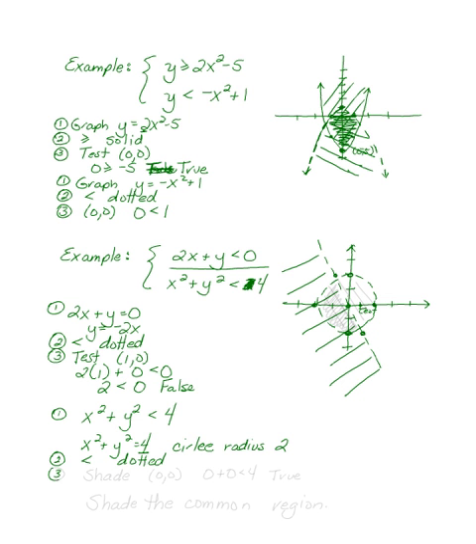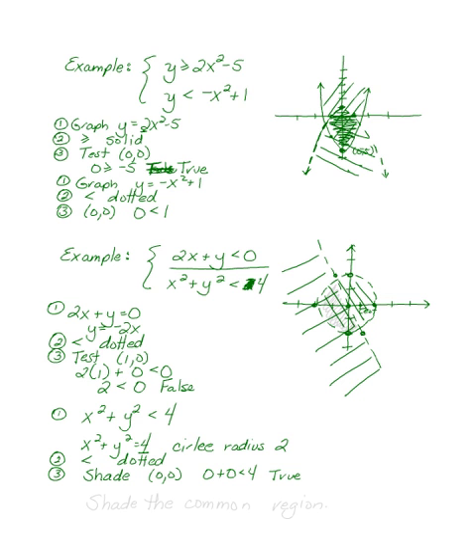Third thing we want to shade. And what are we going to do? We're going to look for, again, you could use a test point. In this case, I can use 0, 0 if I want. If I put that into my inequality, I'm going to get 0 plus 0 is less than 4, which is definitely true. Or if you think about it, where is x squared plus y squared going to be less than 4? That's going to be inside your circle. So what we are going to do is shade inside our circle for that one.